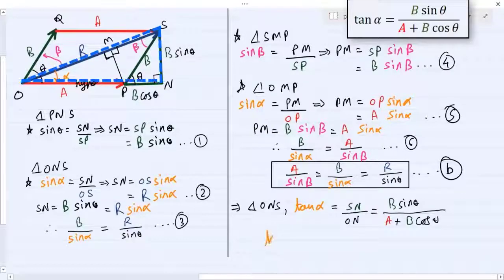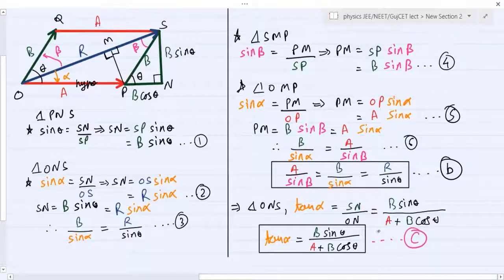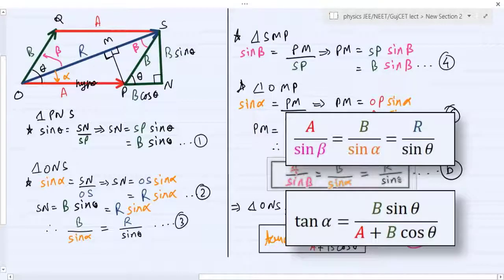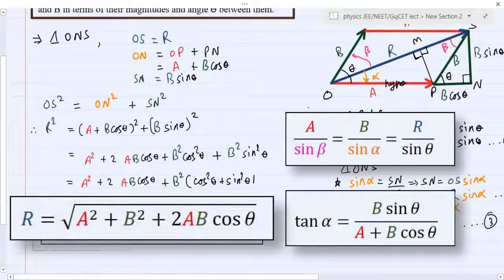So here we get tan alpha is equal to B sine theta upon A plus B cos theta, which is your third and last formula, which is also known as the tan formula. So here we complete our question and we get 3 important formulas: tan formula, sine formula, and cos formula.